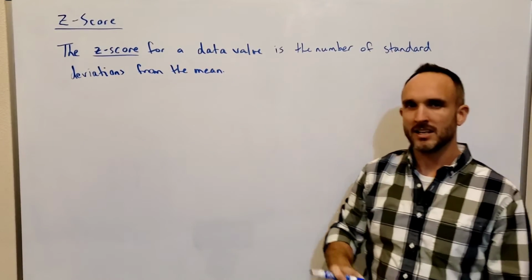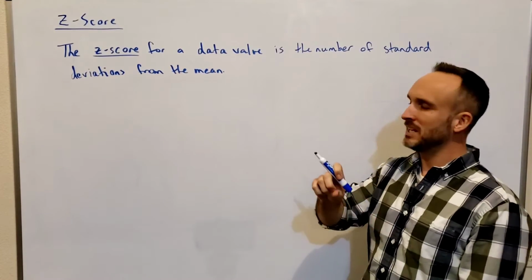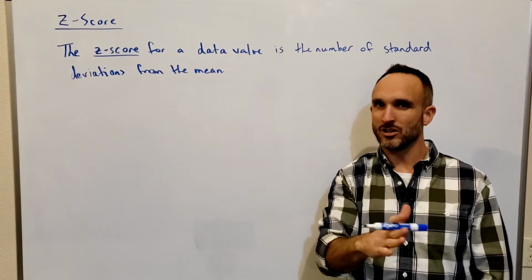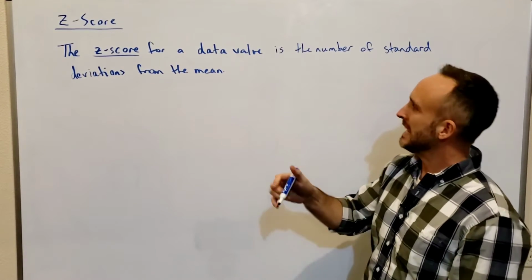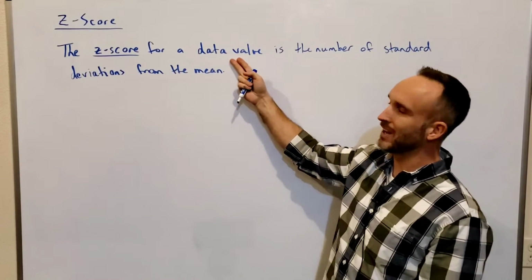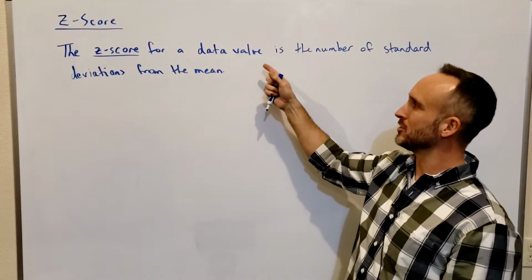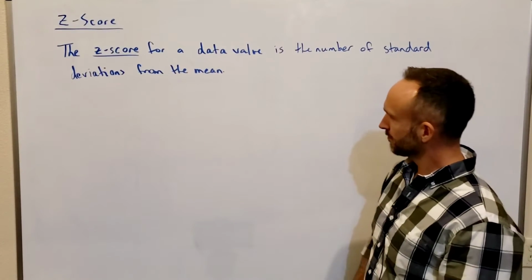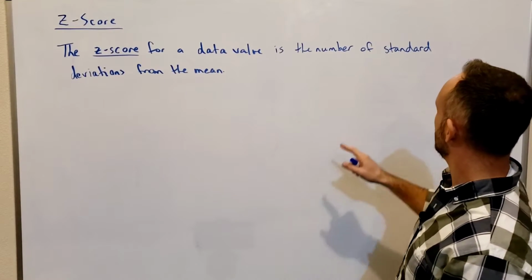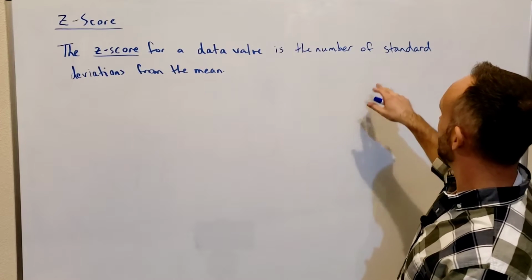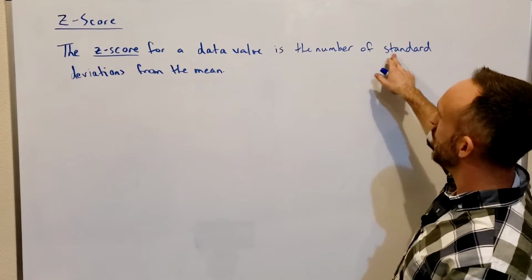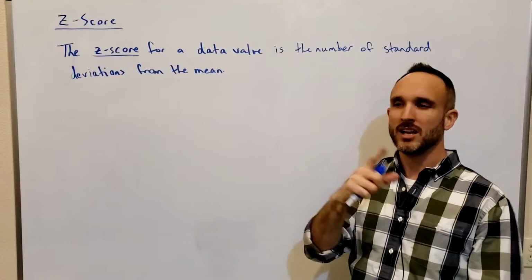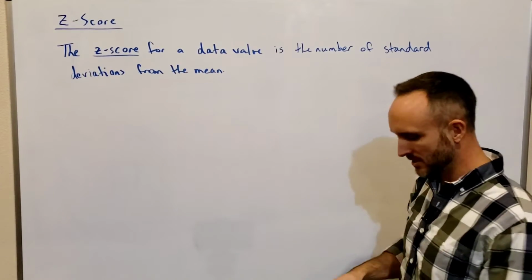Any data set can be broken down to a mean, and a standard deviation can be calculated. Then if you want to count how far a data value is from the mean, you do it in terms of how many standard deviations from the mean. Numbers that are below the mean have a negative z-score, and numbers above the mean have a positive z-score.